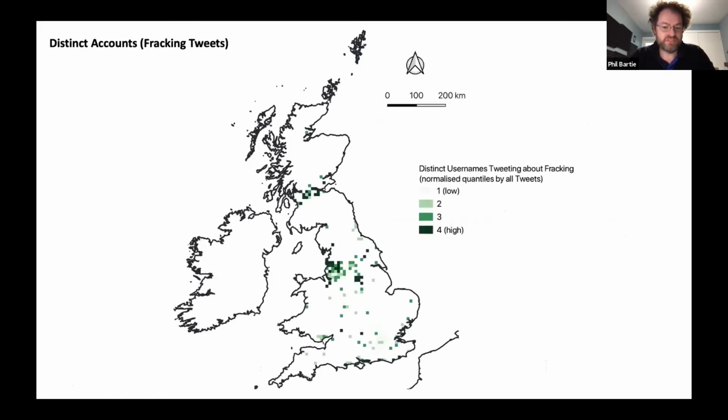So this is a map of the distinct number of accounts. Again, thinking about bots and where they might be registered. We find the number of distinct usernames who send tweets, and then just have mapped those.